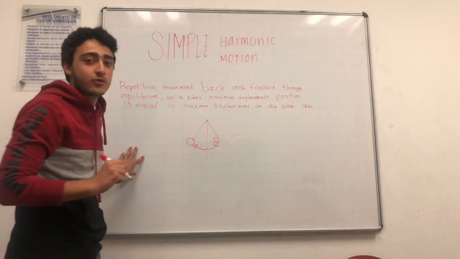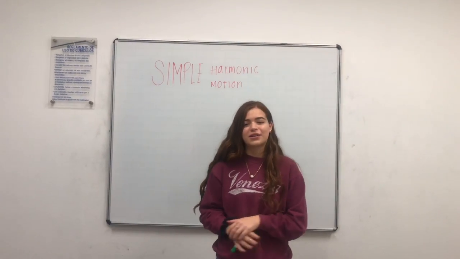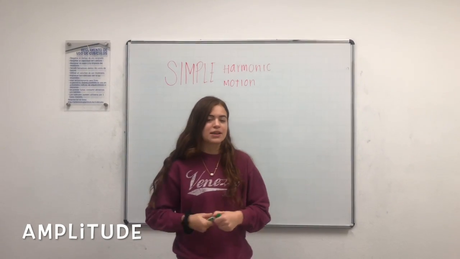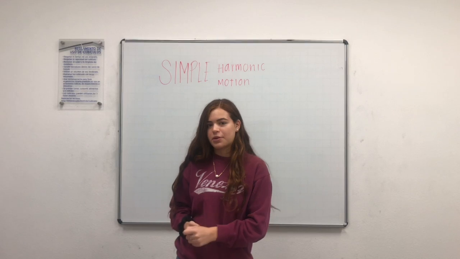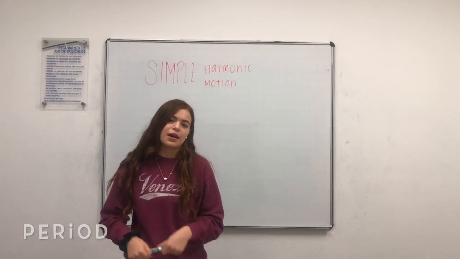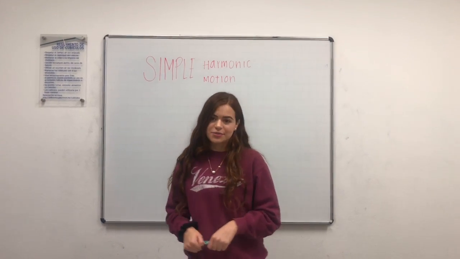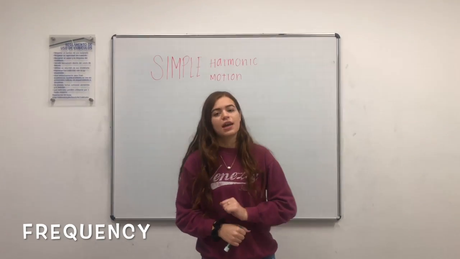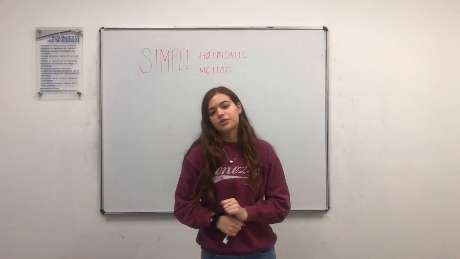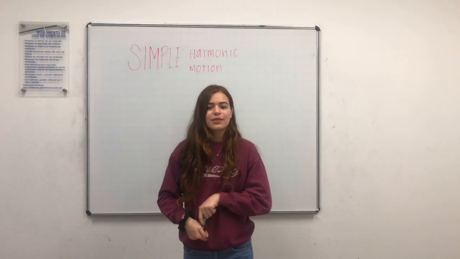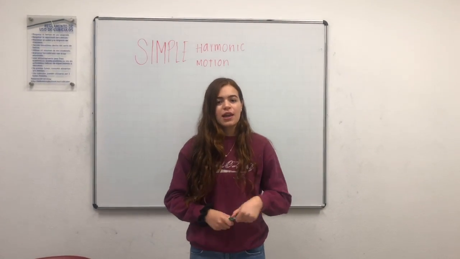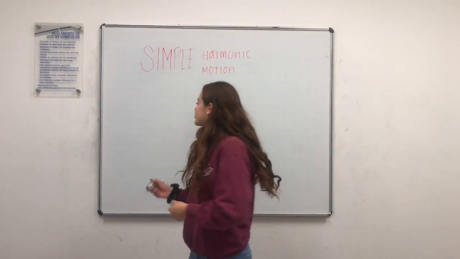That's simple harmonic motion. First, we need to understand three main concepts. First is amplitude, which is the maximum displacement from the equilibrium point. Next is the period, which is the time taken by a particle to complete an oscillation. And frequency is the number of oscillations performed by a particle during a period of time. Mathematically, the period is the reciprocal of the frequency and vice versa. Here are the formulas.